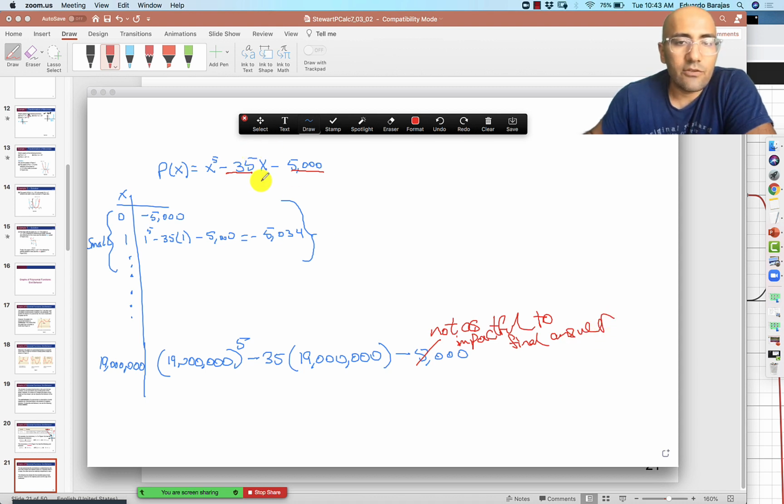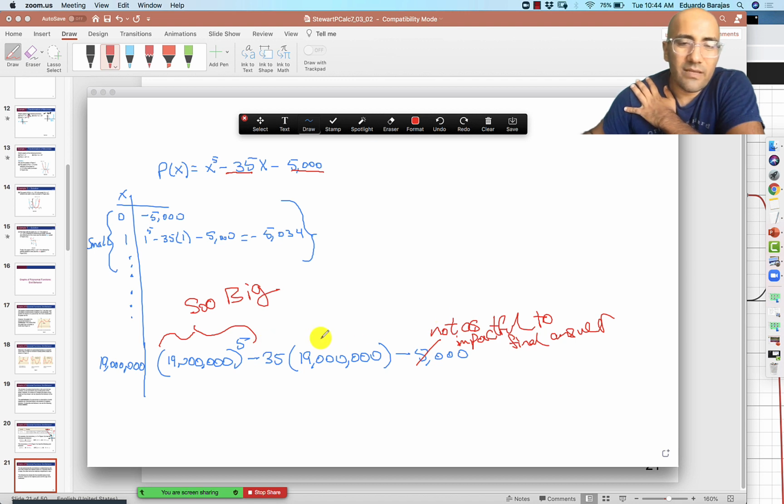And same with this. It used to be an impactful thing that you're taking the input and multiplying by negative 35. Yeah, negative 35 times 19 million is pretty big. But 19 million to the power of 5 is so massively big that the rest of it almost doesn't matter. It's such a small impact that it doesn't really influence your final answer very much. This is going to dominate what your final answer is going to be. Does that make sense?